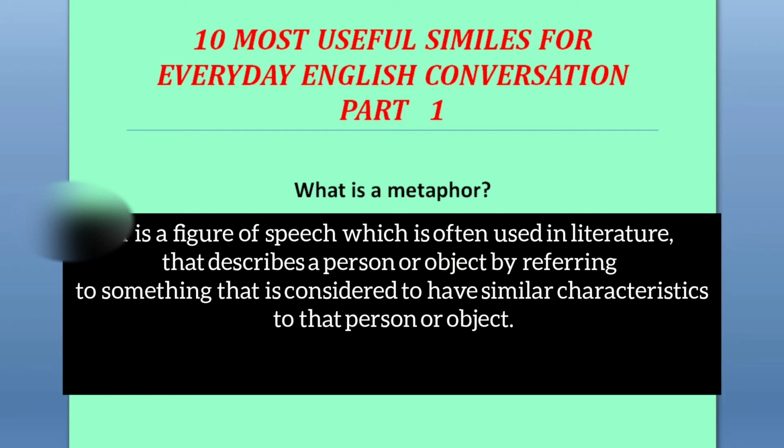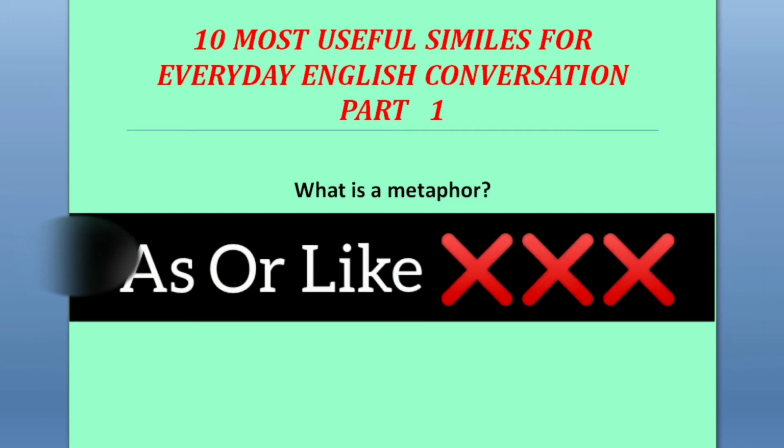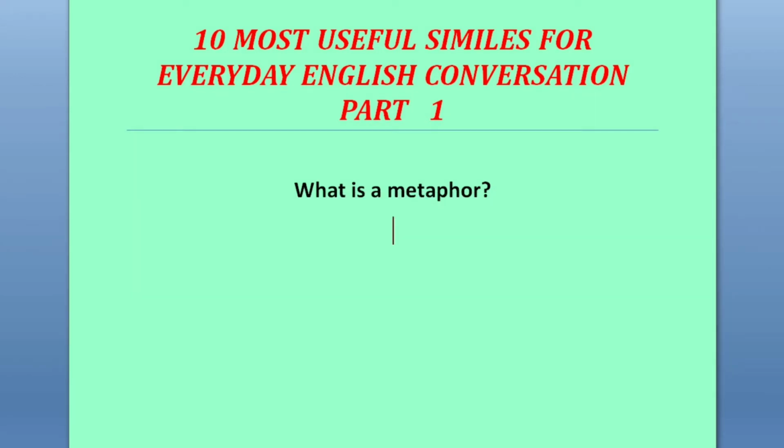A metaphor is a figure of speech, often used in literature, that describes a person or object by referring to something that is considered to have similar characteristics to that person or object, right? That means in case of metaphor, we directly refer to something with similar characteristics. Here also we make a comparison. The most important point to remember is that we do not use as or like while making the comparison in metaphor; we make a direct comparison, unlike in simile.